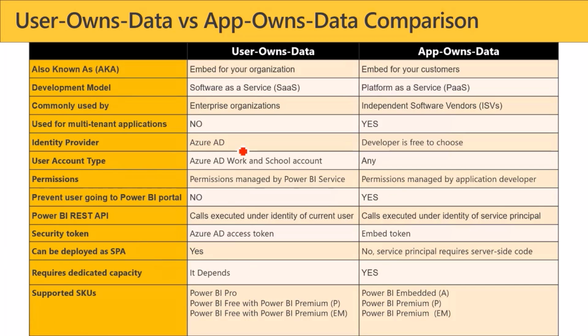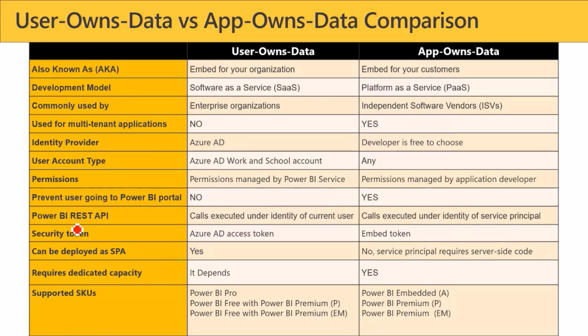Now, let's look at this next line down here. And that is, can you prevent the user from going to the Power BI service? So if you're using user owns data and you want the user to go to your app, you have to give users permissions where they can also go to app.powerbi.com and see the same report. How can you stop that? You can't, other than keeping the user in the dark, so they never find out what URL to go to. So if you need full control over your security model, you have to use the app owns data model.